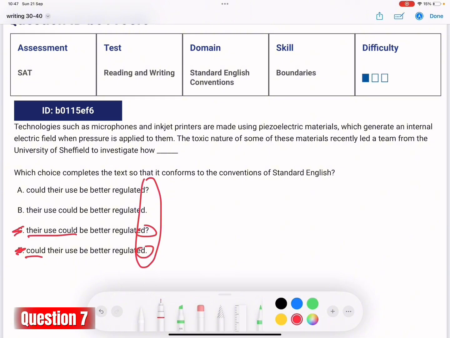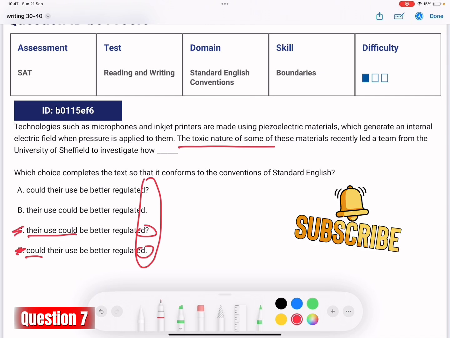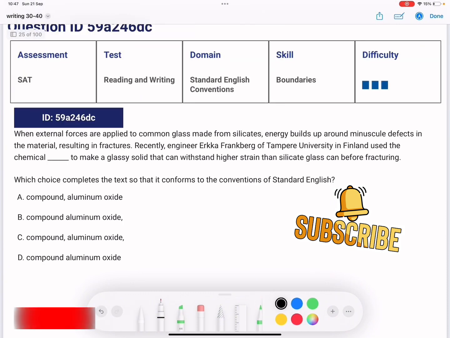So in this case, what you need to check is the sentence. Do they directly ask a question, or is it just part of a sentence? They say, they shall investigate how blah blah blah. So it's not directly asking a question, so I'm not going to use a question mark. It will be B.